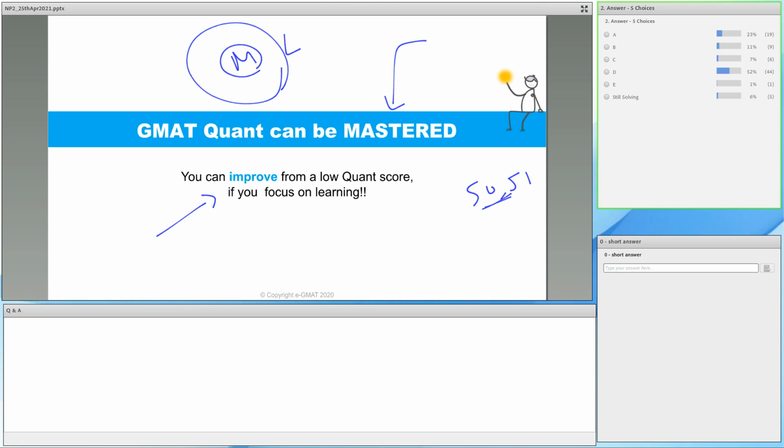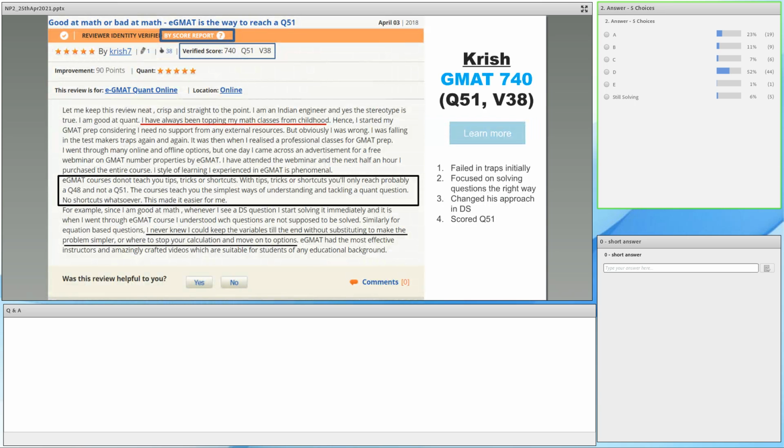Anybody can improve from a low quant score. And trust me on this, we mean anybody. Look at example number 1. We have a few case studies for you, for those of you who really want to see the words of people who have been there and done that. Krish scored a Q51, that magical Q51. Look at what he has to say.